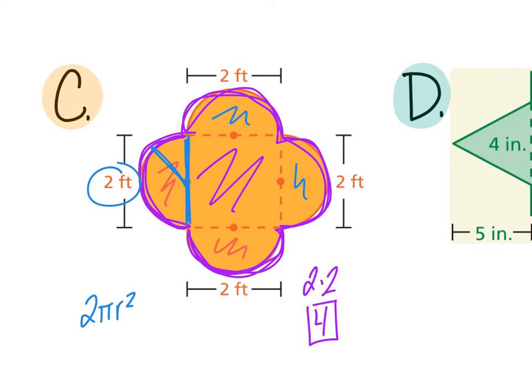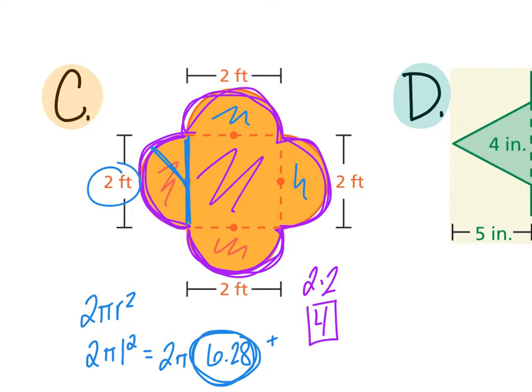If the diameter is 2, you can see the diameter here is 2 feet, then that means the radius is going to be 1. So 2 times pi times 1 squared. And 1 squared is 1, and 1 times 2 is 2, so this is just the same as 2 pi, and 2 times 3.14 is 6.28, and that includes our 2 circles. So I add those together, and that gives me a total combined area of 10.28 feet squared.